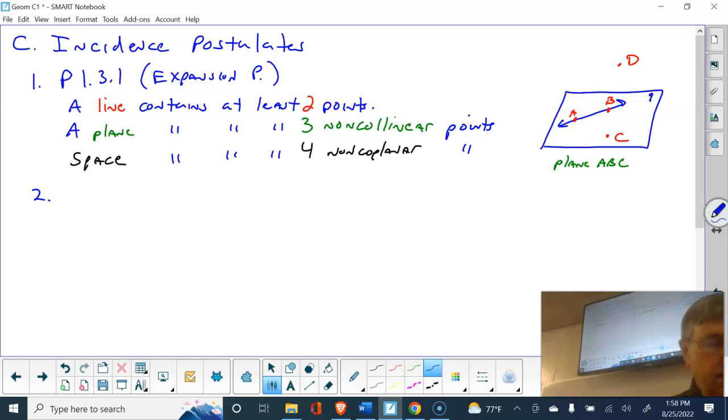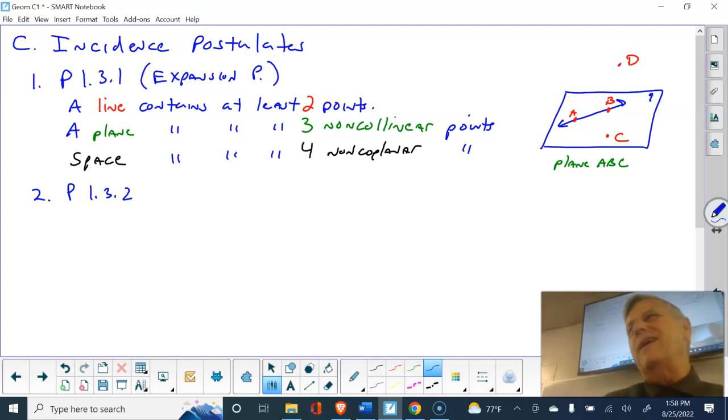All right, second one, P 1.3.2. See, we're in section 1.3. That's where the 1.3 comes from. And then 1 was the first one and 2 is the second. And that's why, again, the numbering is where the author puts it in their text. But the name is pretty common, and this one is the line postulate.